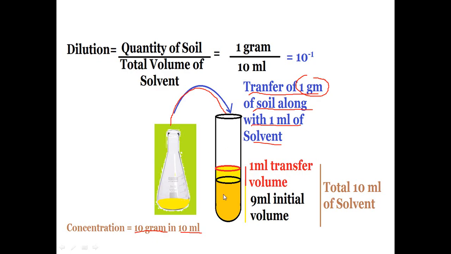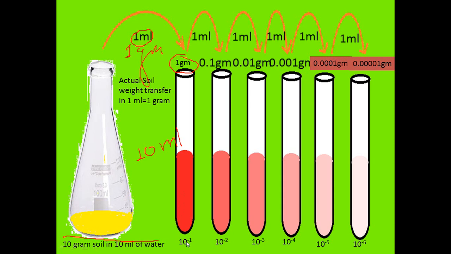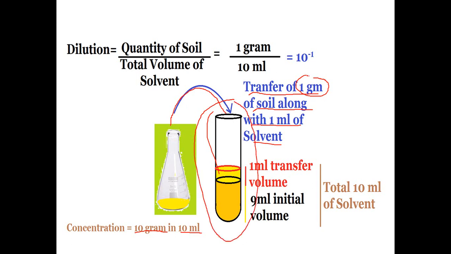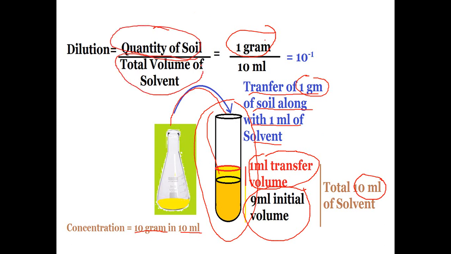So what is the dilution for the first test tube? You can see in the first test tube, the dilution is 10 to the power minus 1. From where does this dilution calculation come? In this test tube you have 1 gram of the soil sample. 9 ml initial volume was taken, and then 1 ml of the volume was transferred from the conical flask. So altogether there will be 10 ml of the solvent. So we divide the total quantity of the soil by the total volume of the solvent, that is 10. So 1 by 10 means 10 to the power minus 1. So this is your dilution.